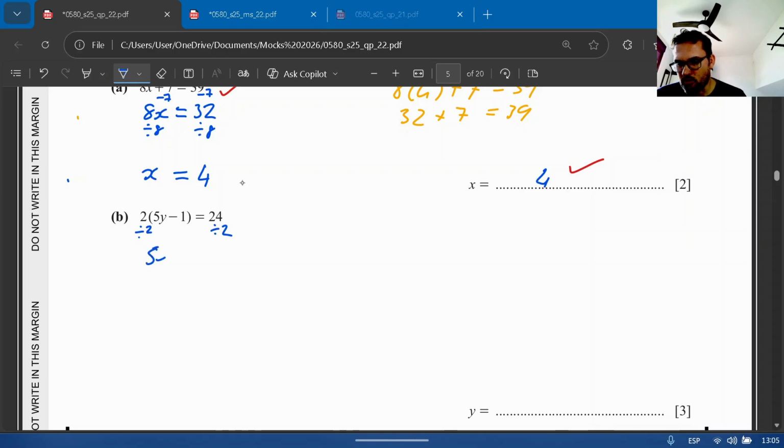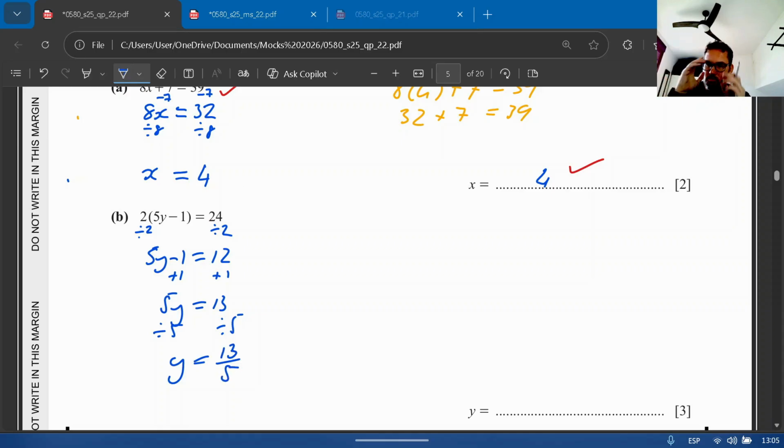That will give us 5y minus 1 equals 12. Then we add 1, which gives us 5y equals 13. And then we divide by 5, which gives us 13 over 5. Okay. Nobody said we have to write it as a decimal, a fraction, mixed fraction, improper fraction. So 13 over 5 is fine. Or I guess you could write 2 and 3/5 or 2.6.